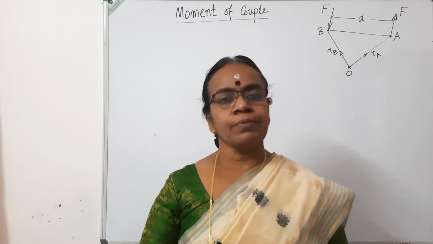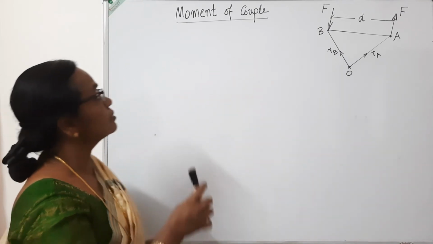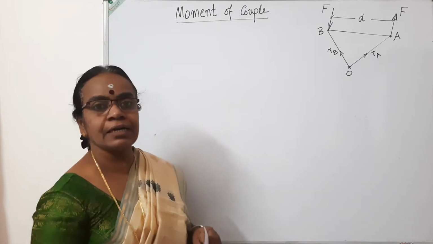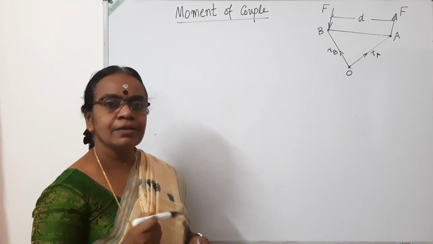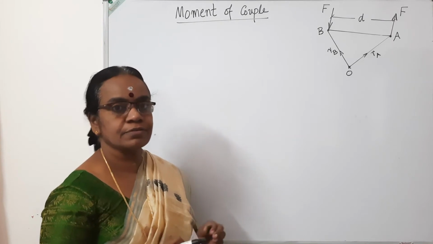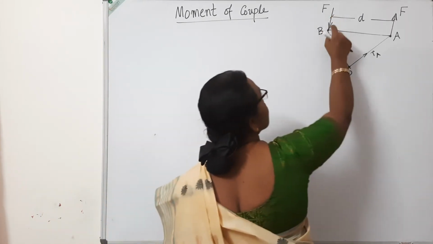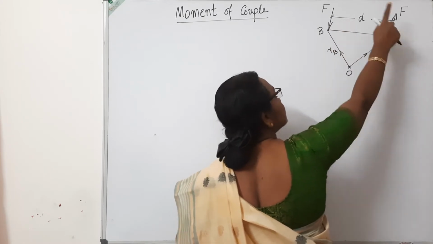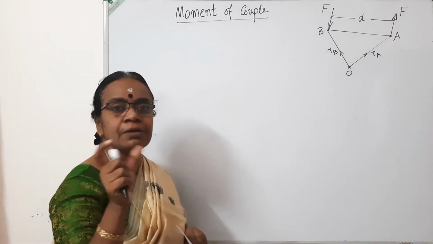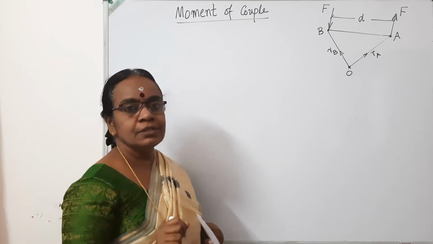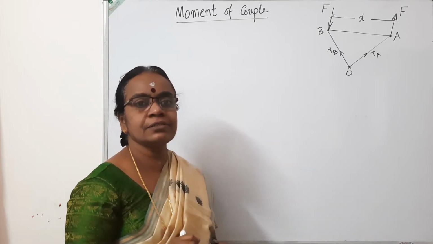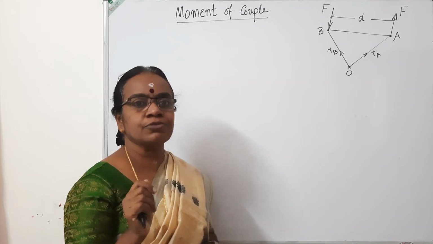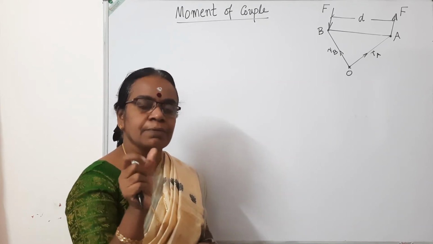Now let us see the moment of a couple. What is a couple? A couple is two equal but unlike parallel forces. Say two forces F, this one acting downwards, this force F acting upwards. Both are the same in magnitude but opposite in direction, separated by a distance d. So two unlike parallel forces of the same magnitude separated by a distance.